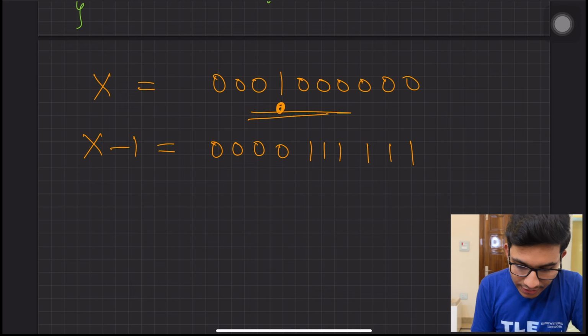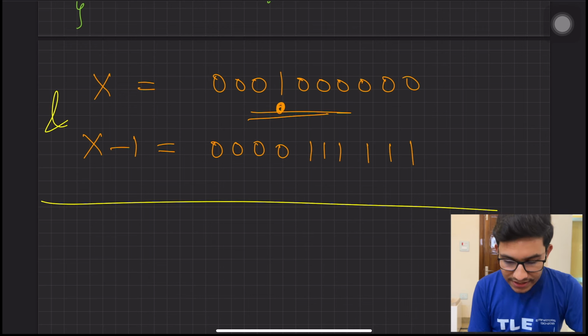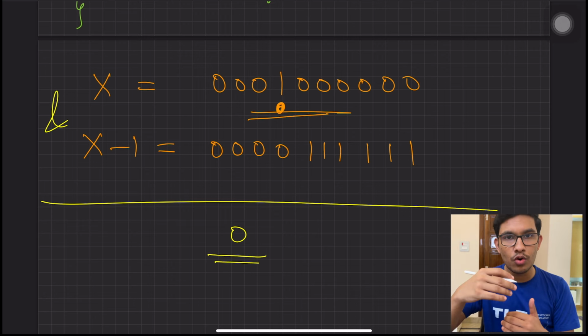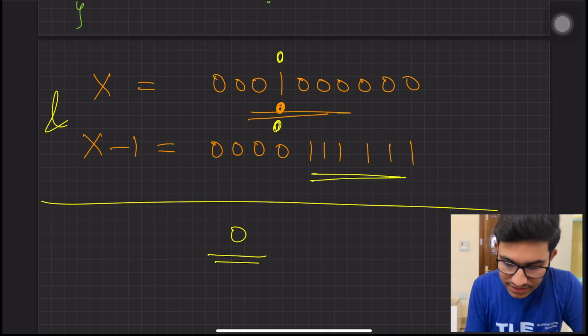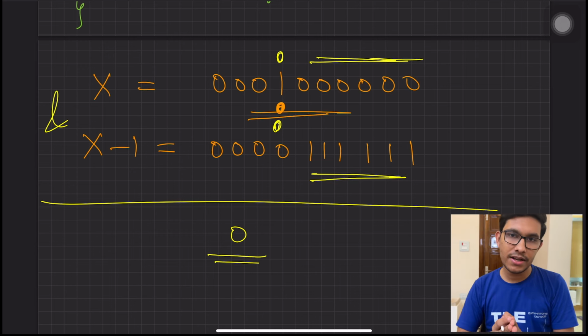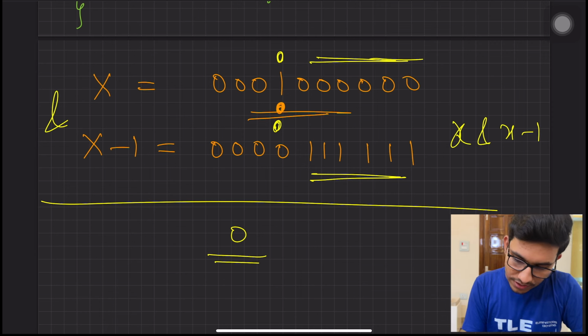Now do one thing, take the AND of these two numbers. And you will realize that the final AND comes out to be 0. Why? Because in all the bits, there is no 1 and 1. Look at this one, there is a 0 corresponding to it. And look at all these ones, there are zeros corresponding to these ones, right? So you can check a number is a power of 2 by just doing simply x and x minus 1, right?